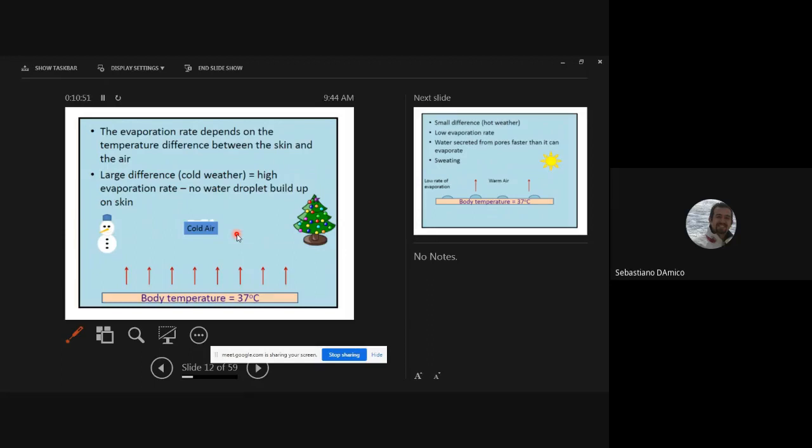Body temperature, now it's, that's all right. No, it's nice music.